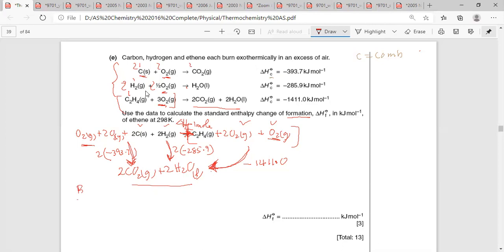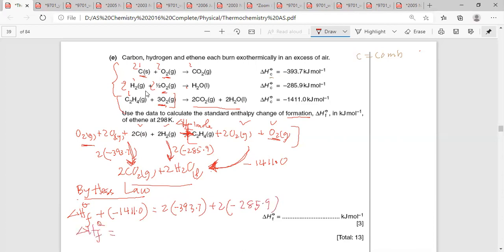So I put down delta H. By Hess's Law, normally I put by Hess's Law, because you use Hess's Law. So it's delta H of formation plus bracket minus 1411.0 equals 2 times minus 393.7 plus 2 times minus 285.9. Always put the minus here. Put a plus here, put a bracket here. Then of course the delta H formation equals 2 times minus 393.7 plus 2 times minus 285.9 minus minus 1411.0.